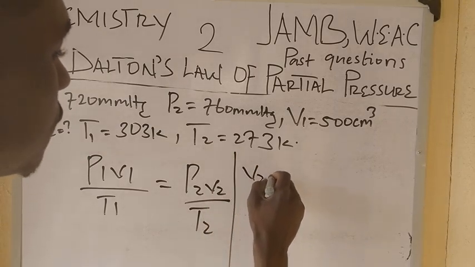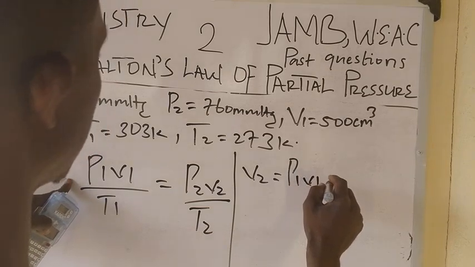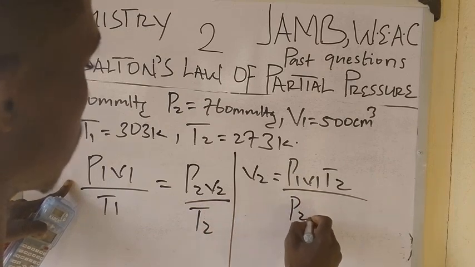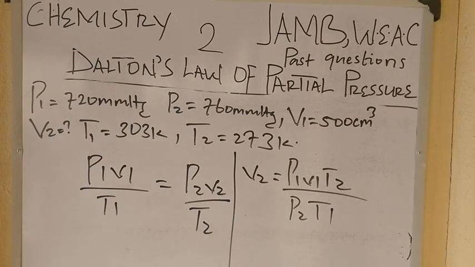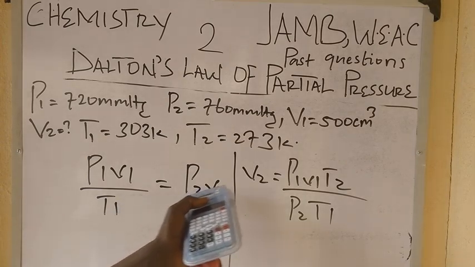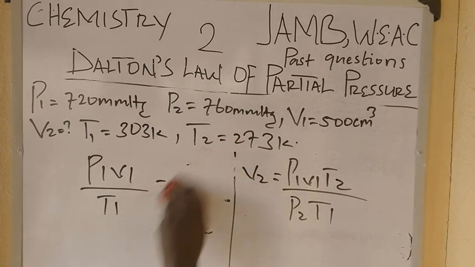So remember that we are calculating V2. If you make V2 the subject of the formula, we'll have P1 V1 T2 over P2 T1. So this is the formula we are going to use because the question asks us to calculate the volume. If you cross multiply, you have P1 V1 T2 all over P2 T1. So you can just go ahead and insert your values now, or your parameters.